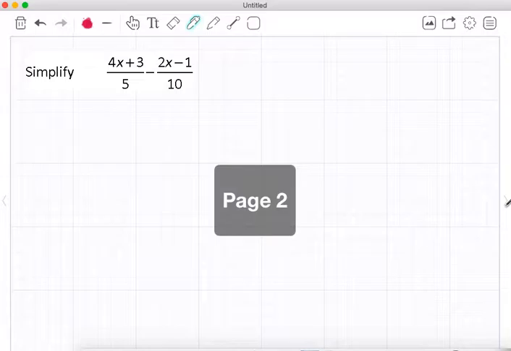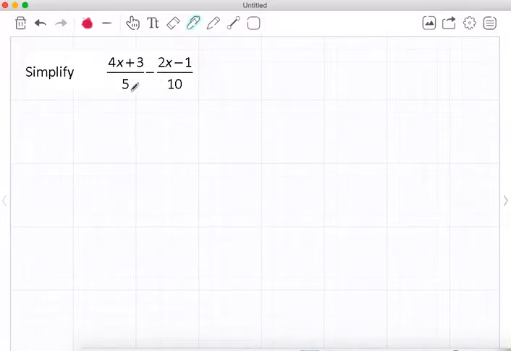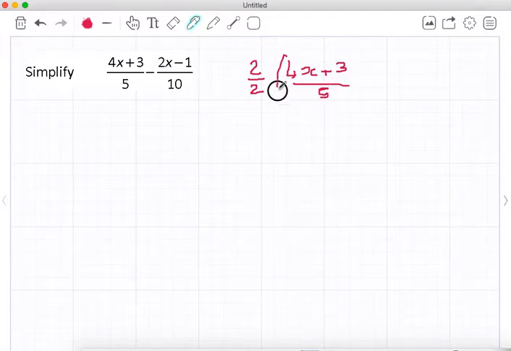I've got another example here, and this time what I'm going to do is multiply only the first fraction. Okay, because if I multiply the first fraction by 1, but in this case I'm going to call it 2 over 2, 5 times 2 is going to give me 10, which is going to be the same as the second denominator. So I'm going to do 2 over 2 times the first fraction. The second one I'm just going to leave exactly as it is for now.